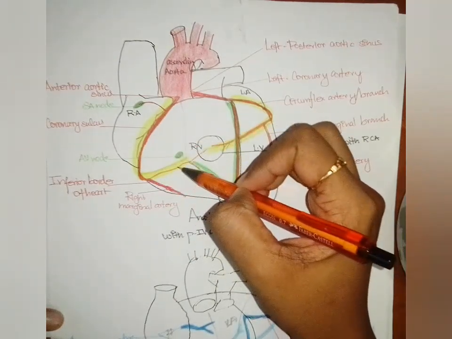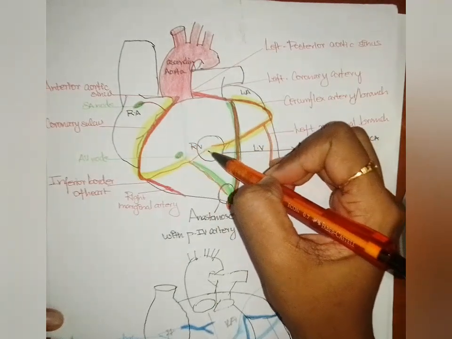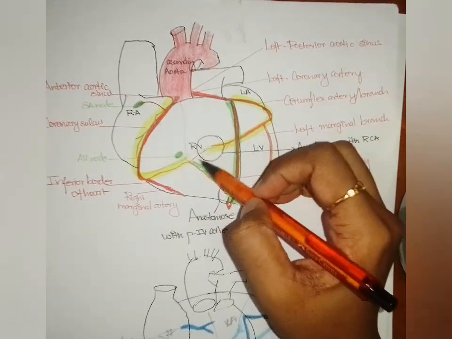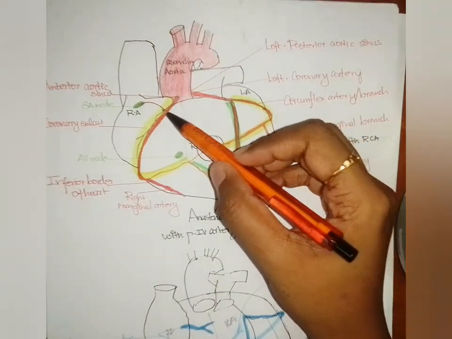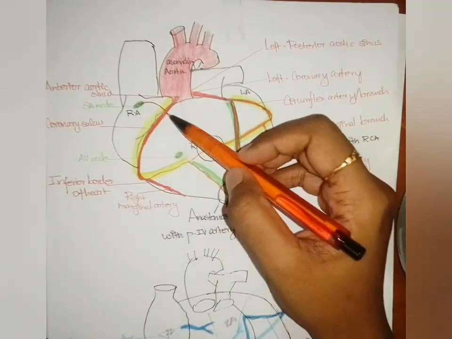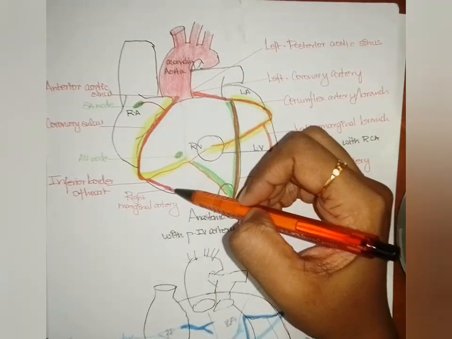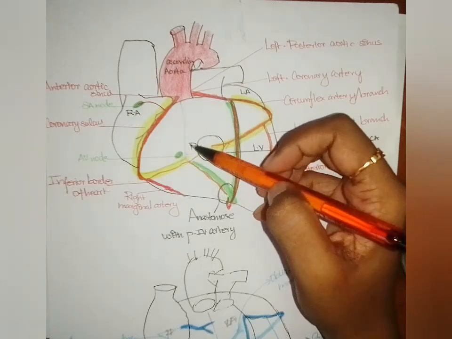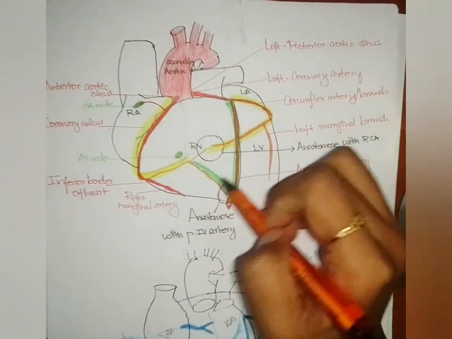It goes posteriorly between the right atrium and the left atrium and ends by anastomosing with the left coronary artery across the posterior interventricular groove. So then the branches of this are SA nodal artery to the SA node, then AV nodal artery to the AV node. It gives a right marginal branch which runs along the inferior border of the heart, and posterior interventricular branch running in the posterior interventricular septum.